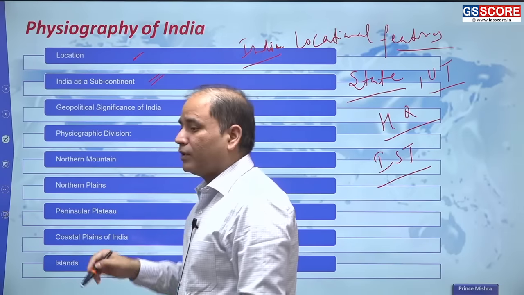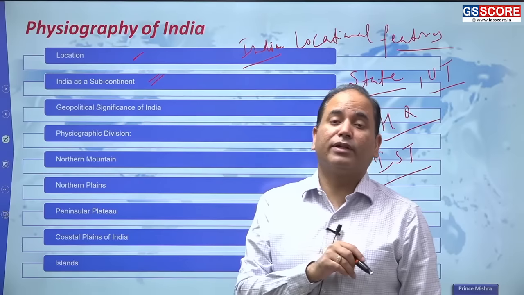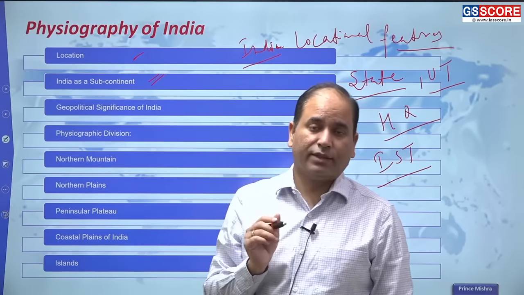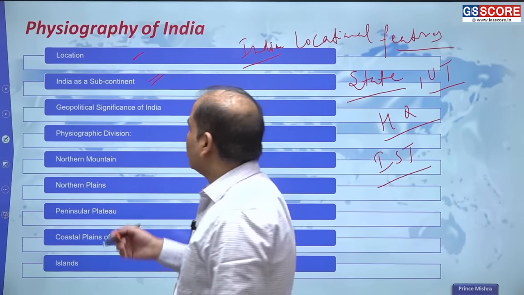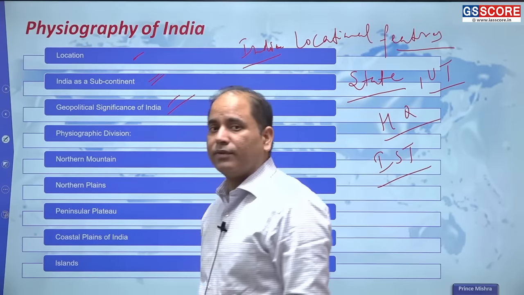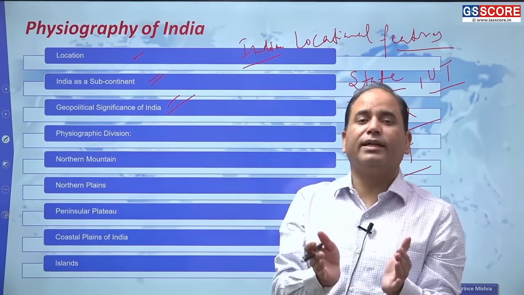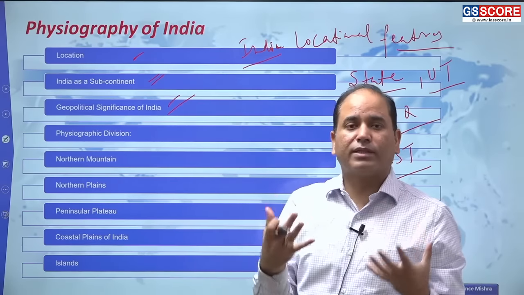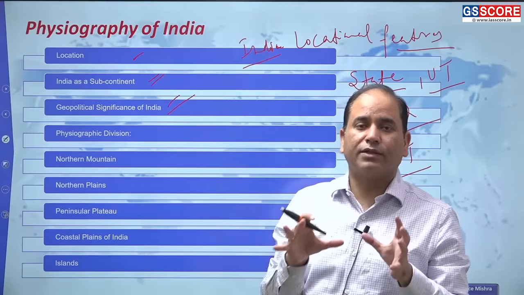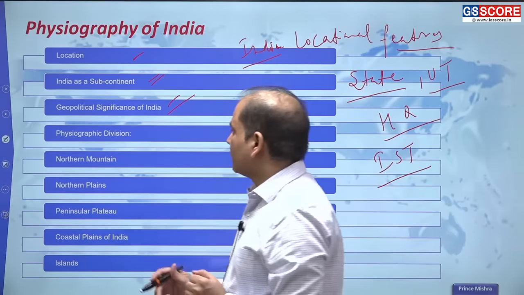Now, India as a subcontinent: why is India considered a subcontinent? What are the features because of which India is considered a subcontinent? That you will study. Along with that, the geopolitical significance of India as a geographical entity. Why does India have so much significance in the whole of Asia's geopolitics? That you need to study.